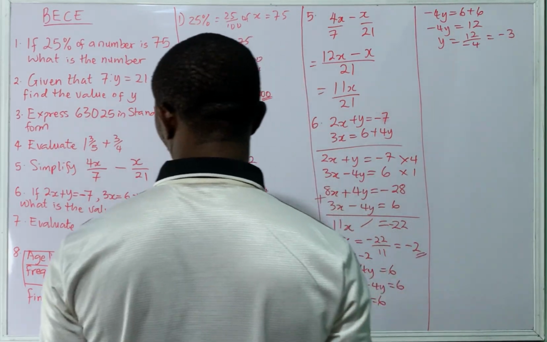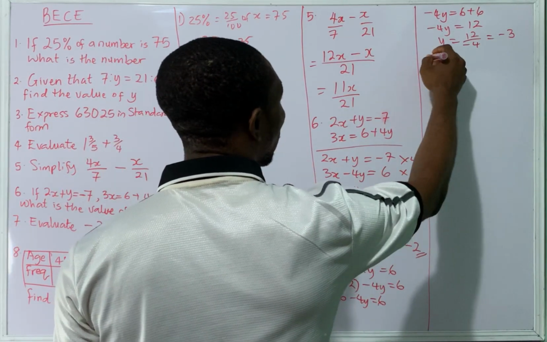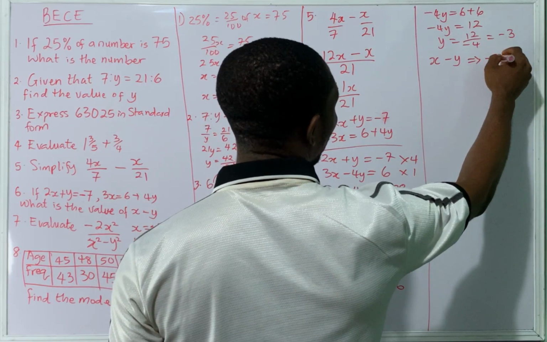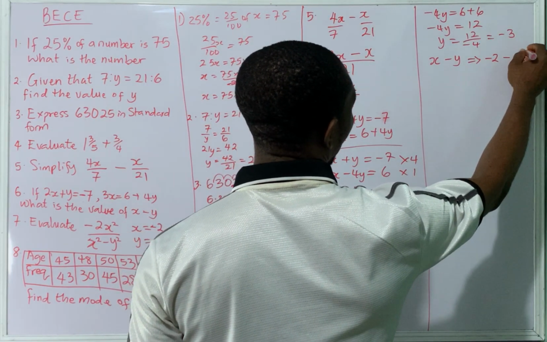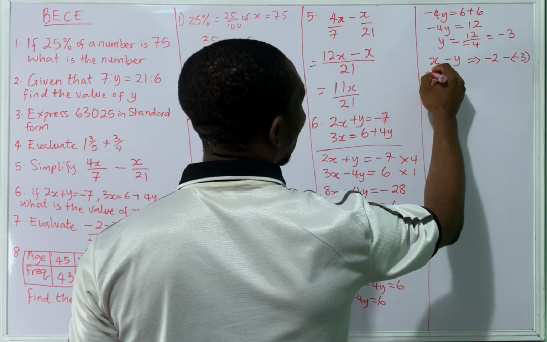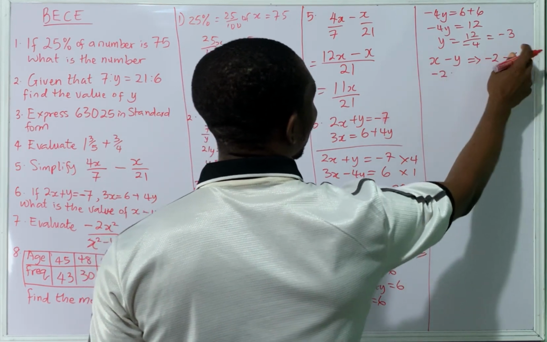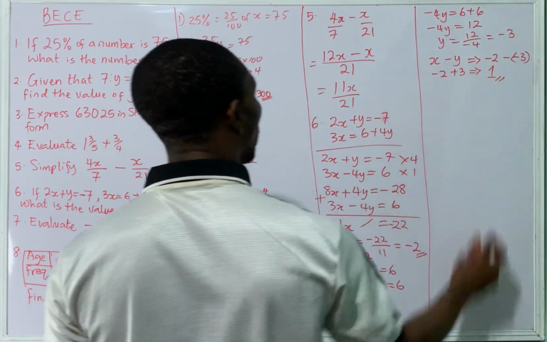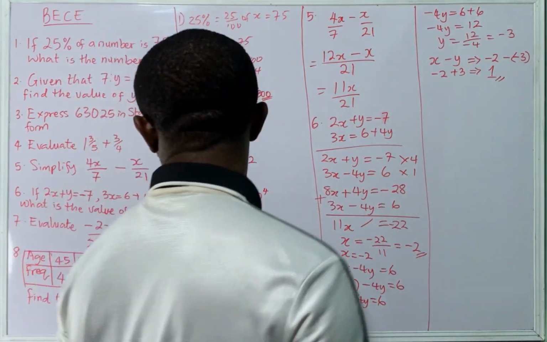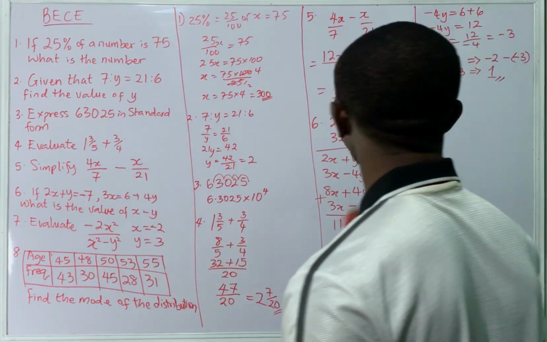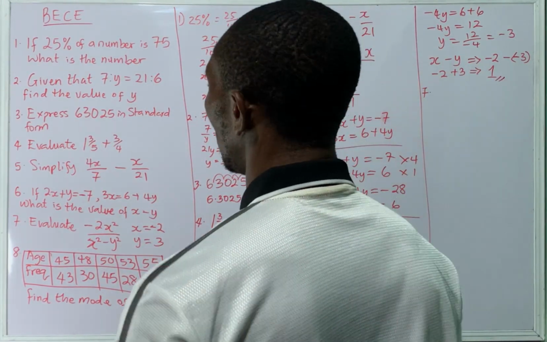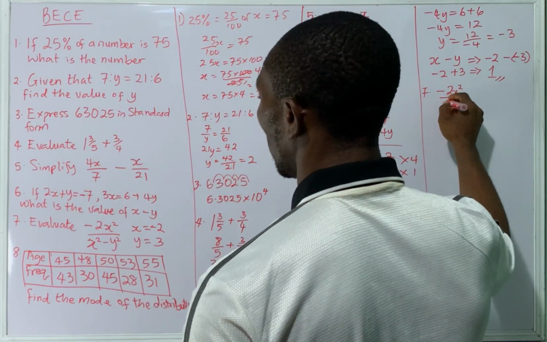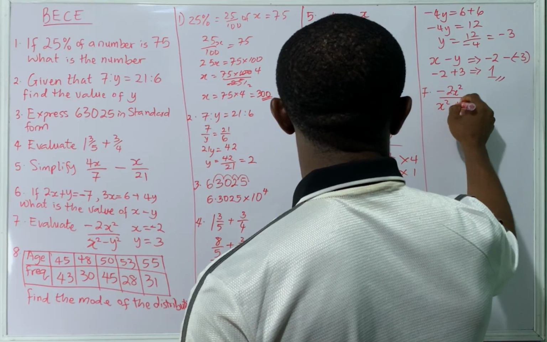Okay, so now we are asked to find the value of x minus y. So x minus y will become minus 2 minus minus 3. Okay, so that gives us minus 2 minus times minus plus 3, which gives us 1. So the value of x minus y is 1.